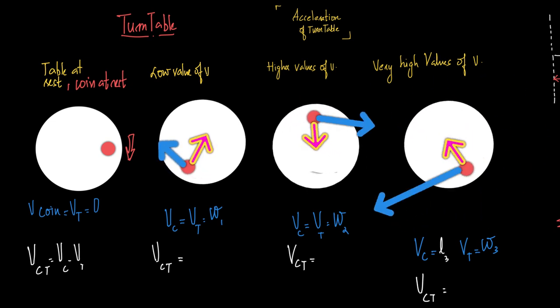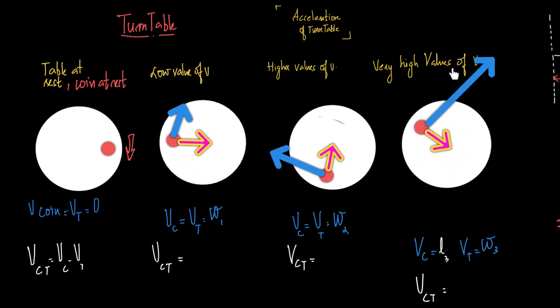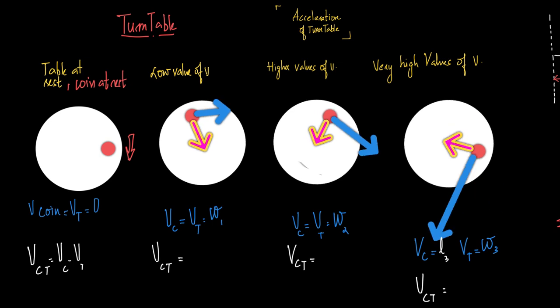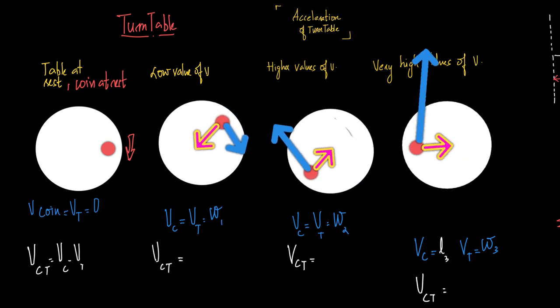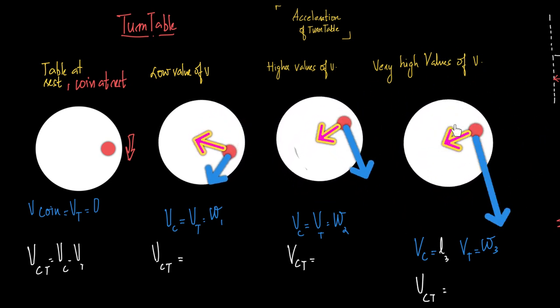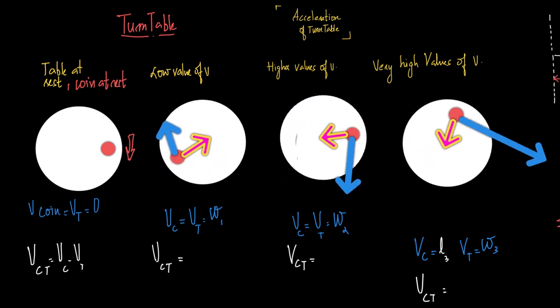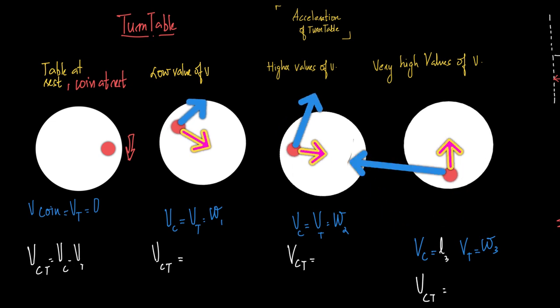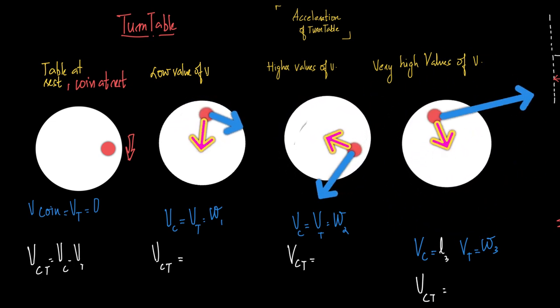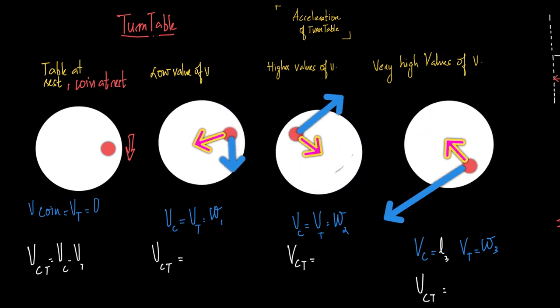Now, for even higher values of v, at some point the velocity vector would overcome this centripetal force. Or rather, the motion due to the linear velocity will overcome the angular velocity. I hope this much point is clear.